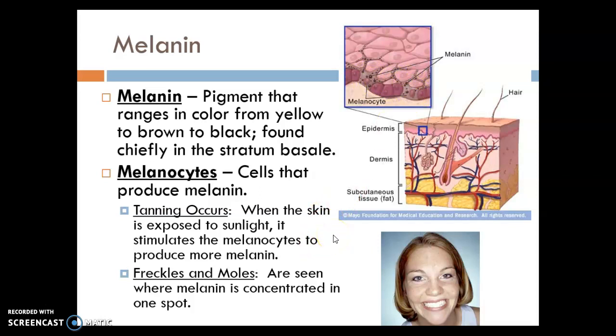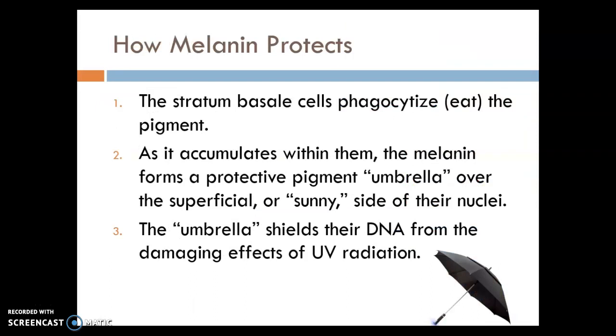And those melanocytes are what secrete the melanin, and when you are out in the sun a lot, you create more melanin, and that's what makes your skin darker. Freckles and moles are kind of like small spots where melanin has accumulated. So how does melanin protect you?